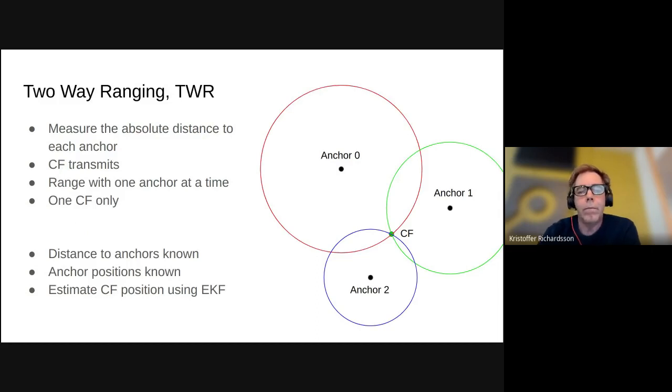Okay, we're going to start to talk about the two-way ranging mode. In two-way ranging, the idea is to measure the absolute distance from the Crazy Fly to the anchors, one anchor at a time. And the result is pretty much the distance in meters to each anchor. And when you have the distance to a bunch of anchors, it's pretty easy to estimate the position, obviously, like the 2D picture shows.